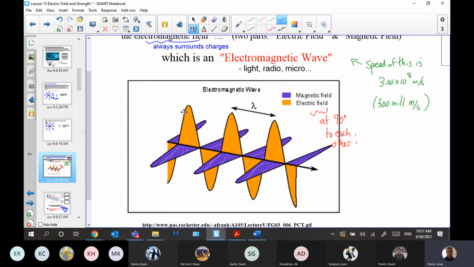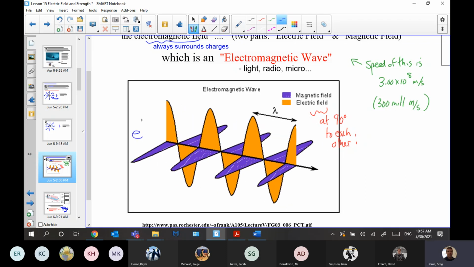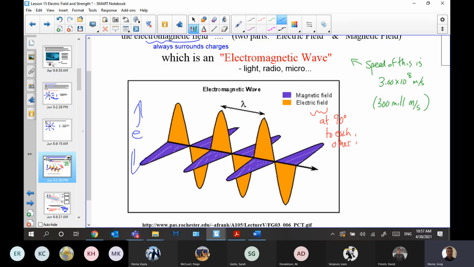So you have the electric field part going up and down. As a picture, imagine an electron actually physically getting moved up and down, like vibrating up and down. Okay, that's going to make the electric field part pretty obvious, right?